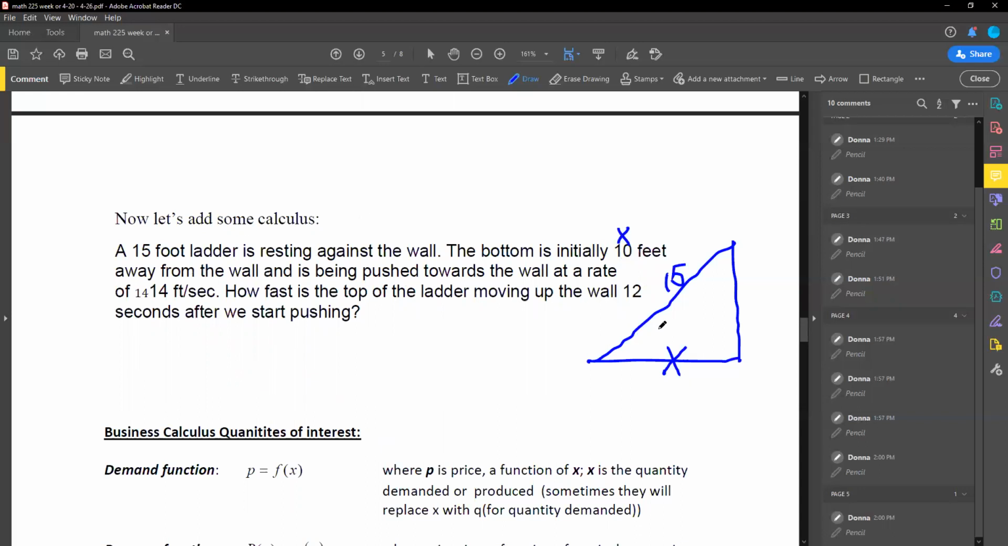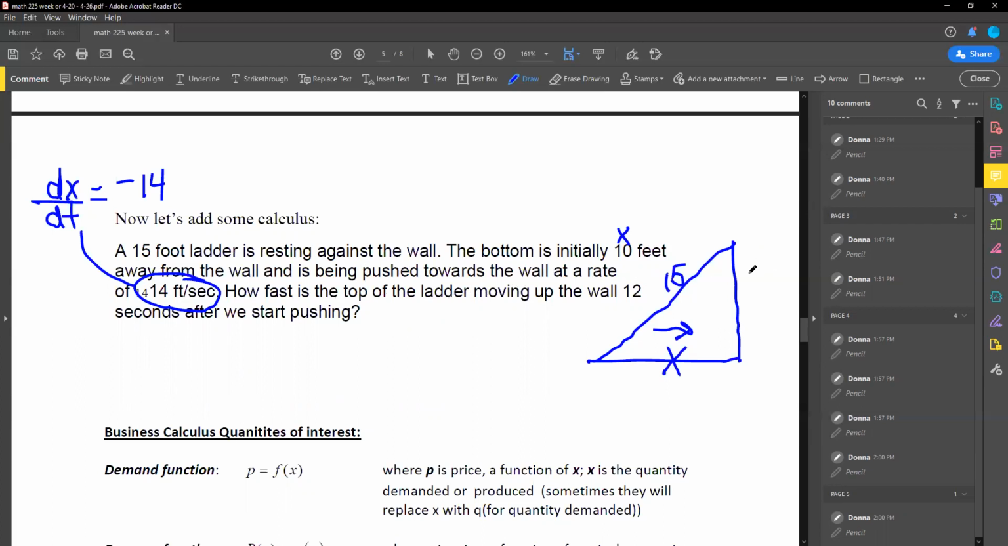And it's being pushed toward the wall. So we're going this way at a rate of 14 feet per second. Okay, so when they give you a rate, it's a derivative. It has feet per second, the "per" whatever. If I call this variable x, this is a derivative of x with respect to time, right? Feet per second. So now it's negative 14, which we'll talk about in a minute. All right. How fast is the top of the ladder moving up the wall?